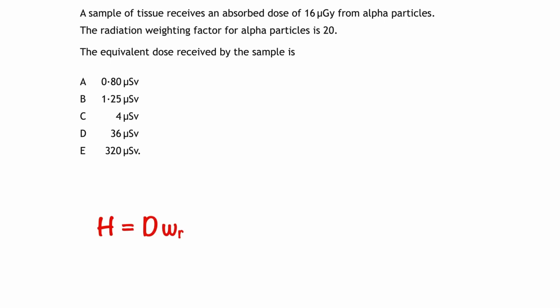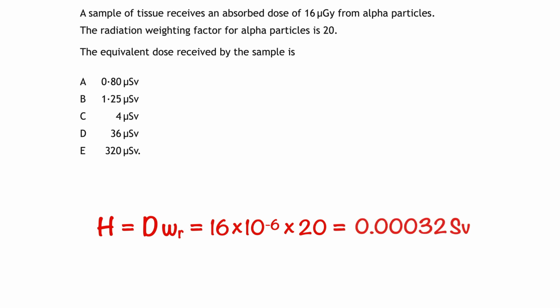H is equivalent dose in sieverts, D is absorbed dose in grays, or joules per kilogram, and WR is the radiation weighting factor, which you can also find in the datasheet at the start of the exam paper, although you don't need to in this question. Different types of radiation have different values of radiation weighting factor, and it's just a number. In other words, it doesn't have any units. Substituting our values into the equation and remembering that 16 micrograys is 16 times 10 to the negative 6 grays, we get 16 times 10 to the negative 6 times 20, which is 0.00032 sieverts. This is equivalent to 320 microsieverts, so the answer is E.